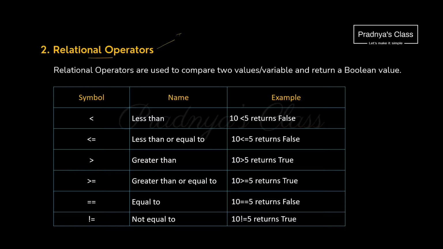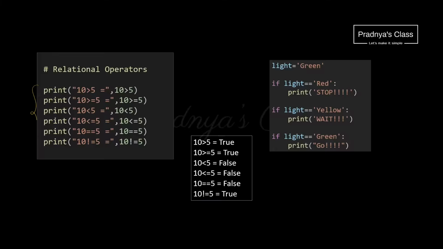It gives the result in the form of true or false. We generally use these operators with conditional statements because it compares two values and gives the result in the form of true or false. There are 6 relational operators. Don't forget to check the functionality using simple examples. 10 is greater than 5, yes. 10 is greater than or equal to 5, yes, it is greater, that's why true. One of the conditions is true, that's why true.